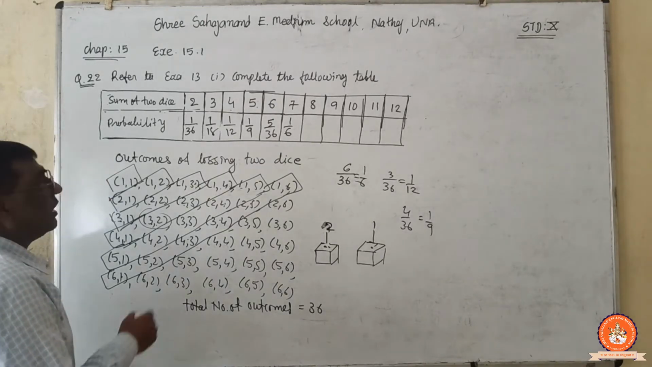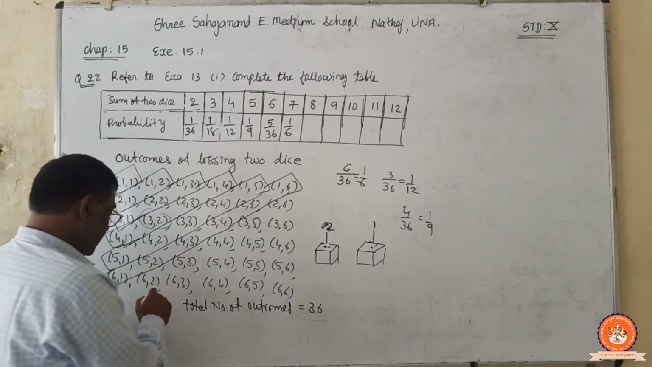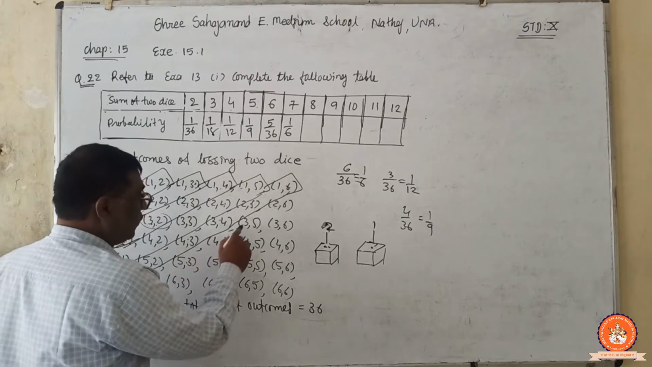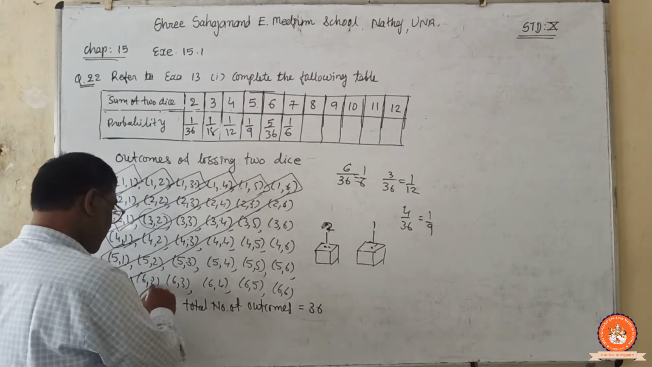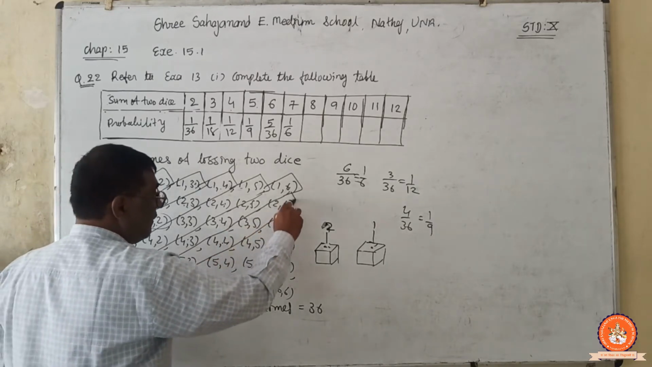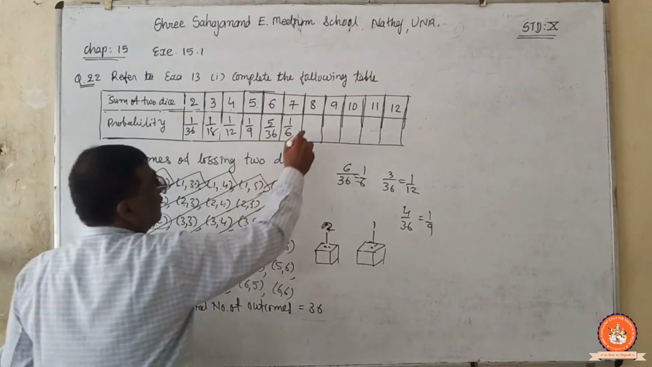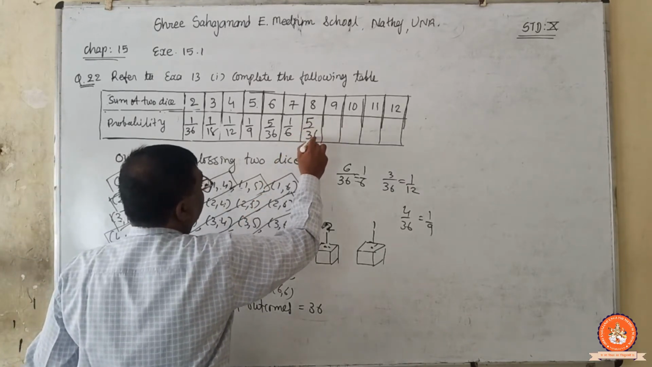Now the sum of two numbers is equal to 8. It's 6 2, 5 3, 4 4, 3 5 and 2 6. Now 5 outcomes are favorable to that event and it's 5 upon 36.